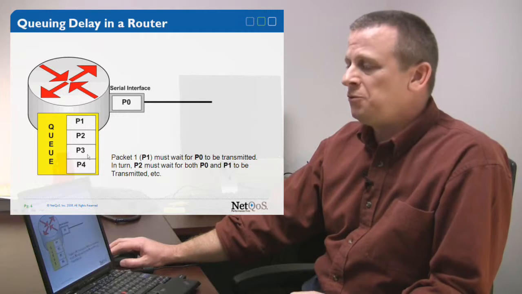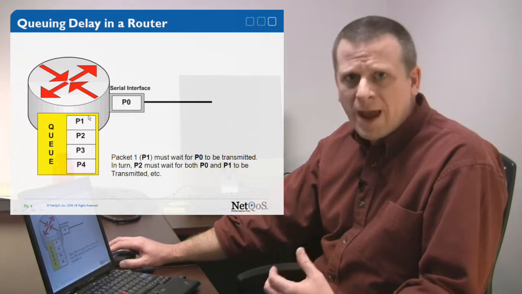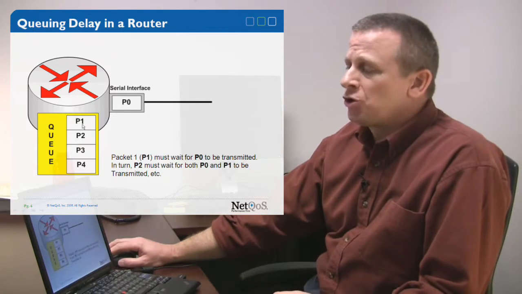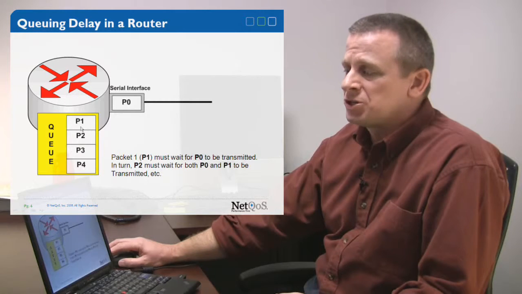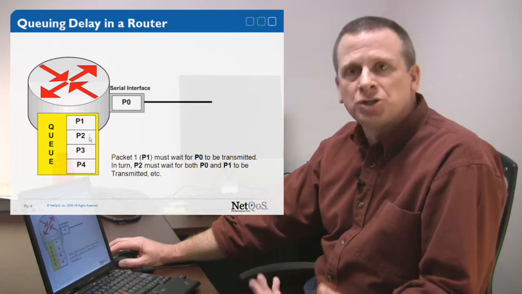Well, if P1, P2, P3, and P4 have all been received at the same time, or sequentially right after each other with no gap, they're each going to have to wait for P0 to be serialized. P2 is going to have to wait for P0 and P1 both. P3 is going to have to wait for 0, 1, and 2, and so on.